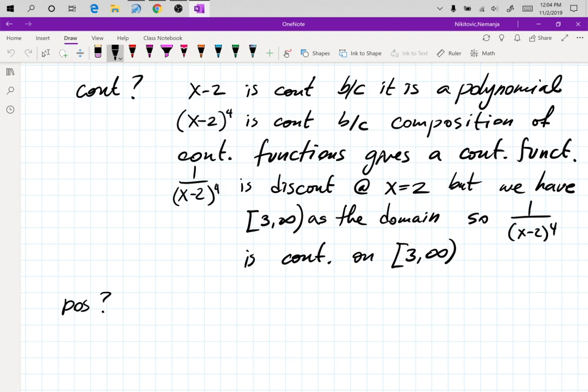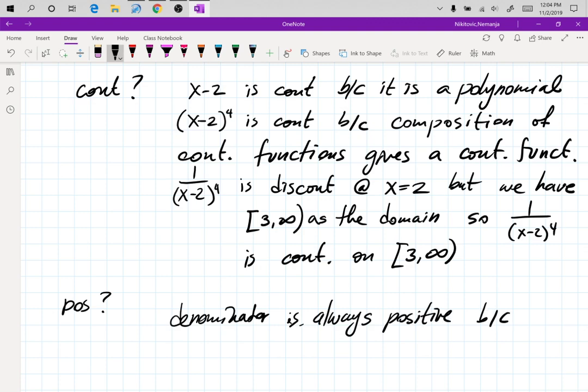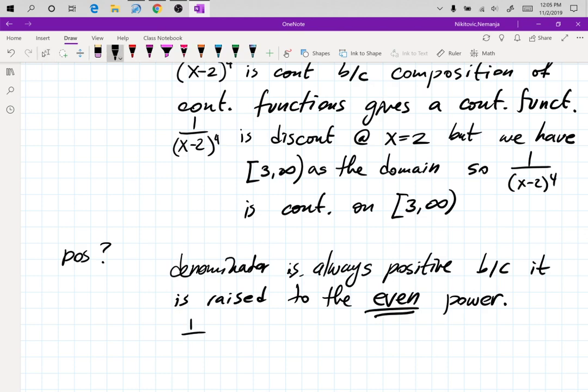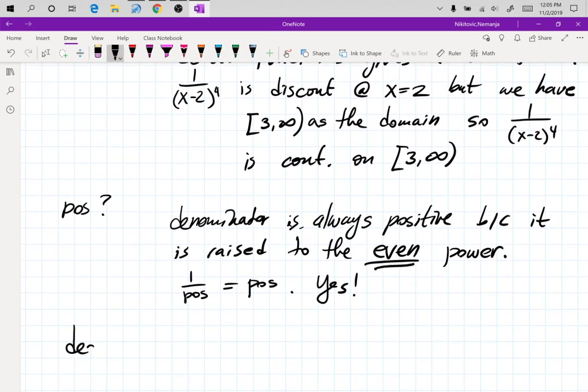Well, the denominator is always positive. Why? Because we're starting after 2. No, it's raised to the fourth. It's raised to the even power. And then we have 1 divided by a positive number equals a positive number, so we're done. So that's the positive part. And now decreasing.